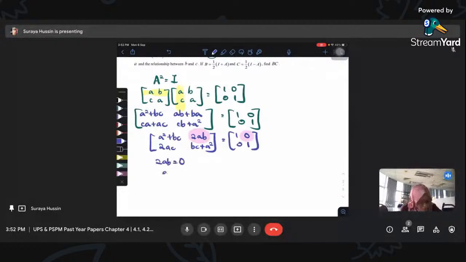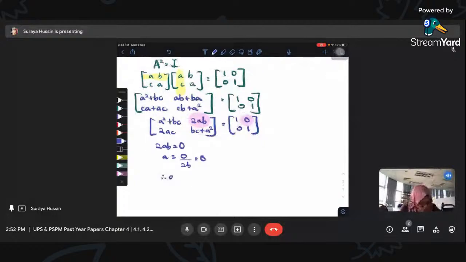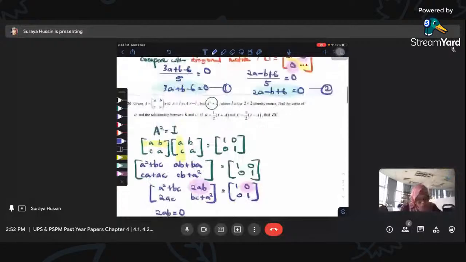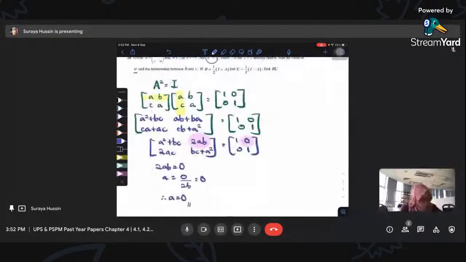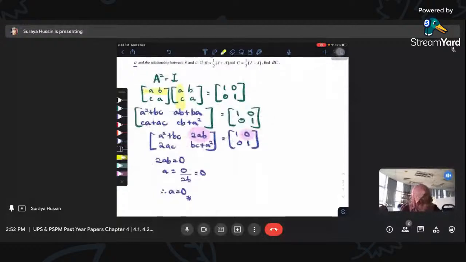Therefore, you know that A is equal to 0 over 2B. 0 divided by anything is going to give you 0. Therefore, your A is 0. Find the value of A. So the value of A is 0. Done. How about B? Find the one with B.